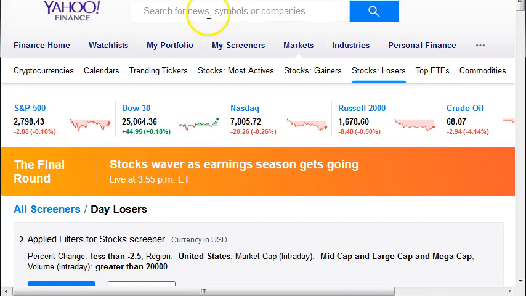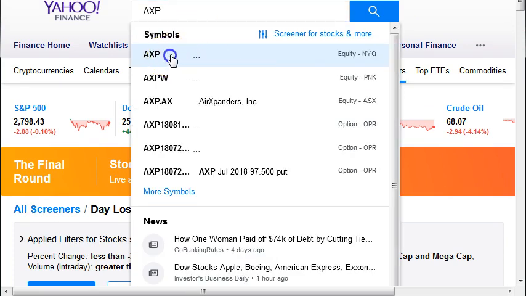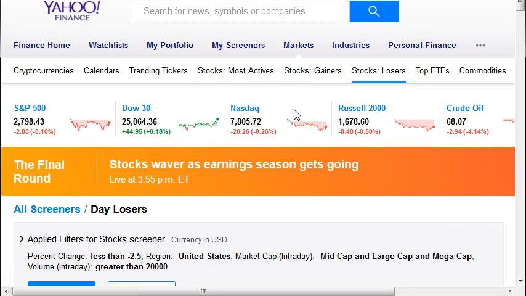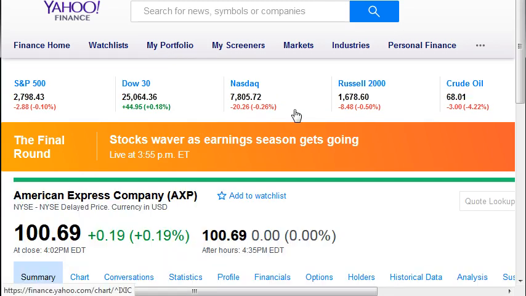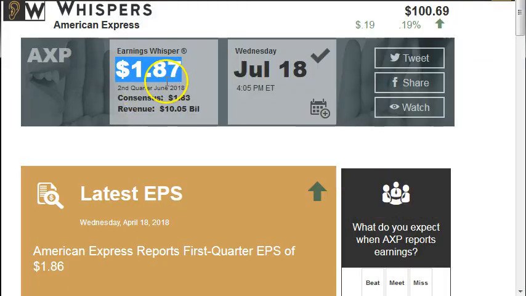So let's look at American Express stock now. Let's say you are convinced. At this point, let's assume that you are convinced that the actual earnings is going to be way more than $1.87. Let's say you think the actual earnings is going to be $2. That's your belief based on your research.